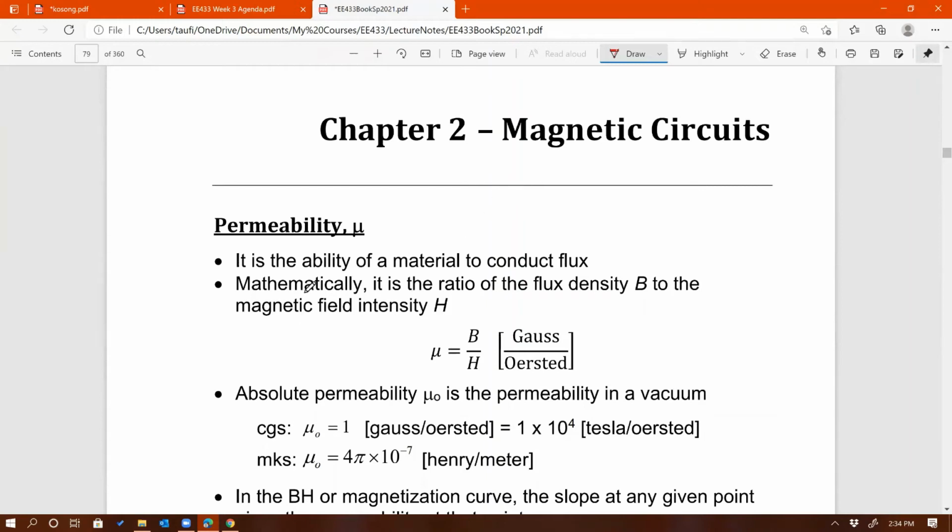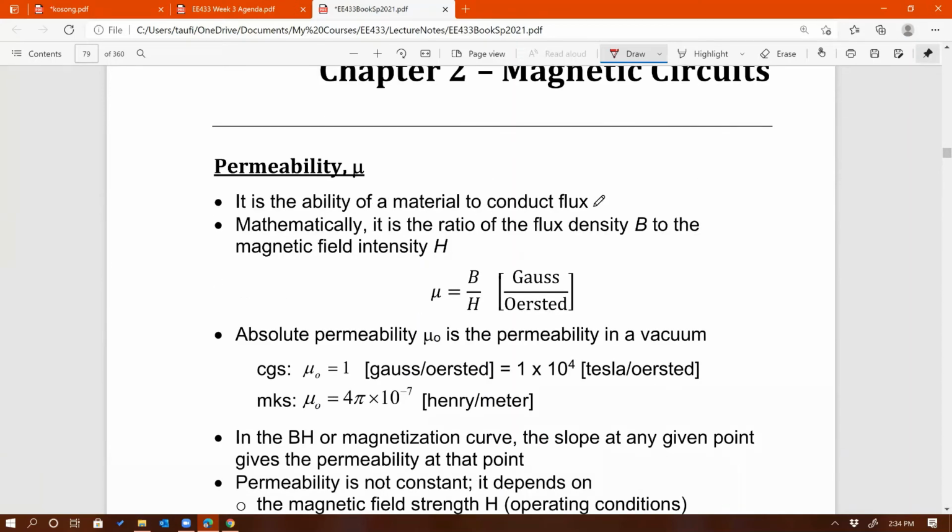Magnetic circuits. Then we already know permeability, right? That's mu. It is the ability of a material to conduct flux. Mathematically, it is the ratio of the flux density B to the magnetic field intensity H. So mu is equal to B over H, right?